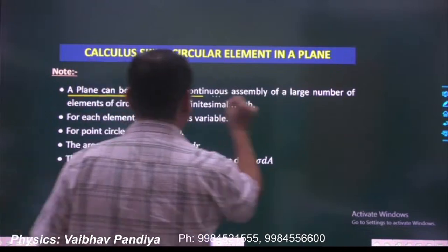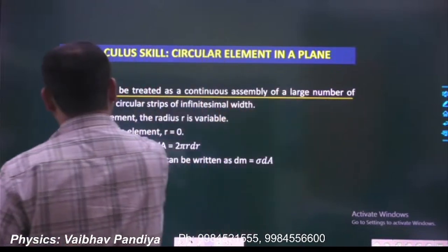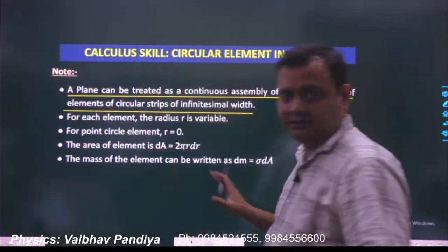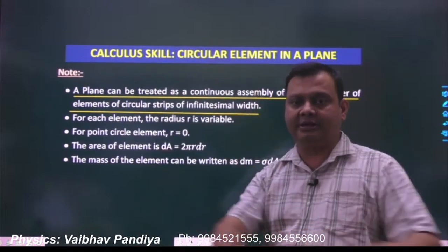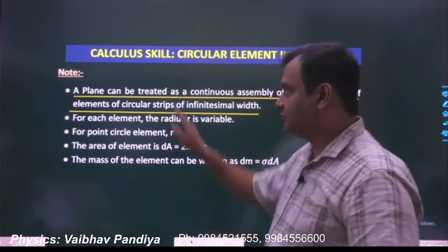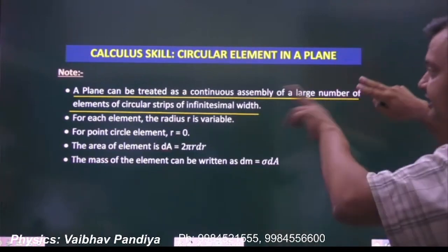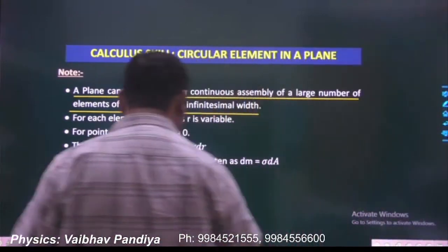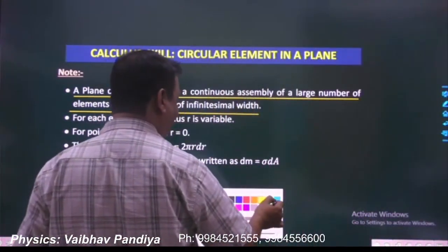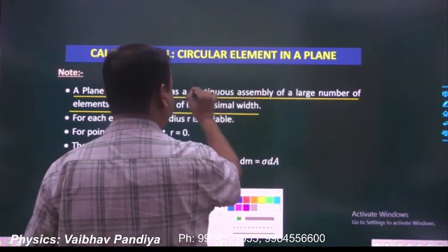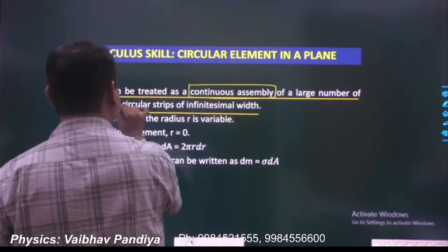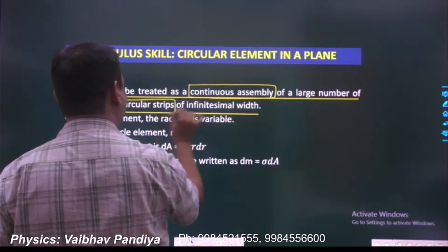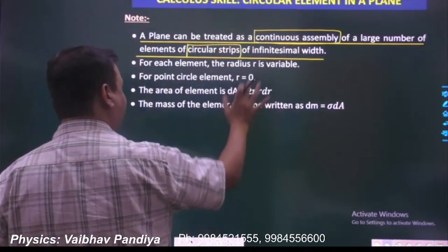If you have any plane, like this board is a plane. If you see in your room, the wall in front of you is a plane, the floor is a plane, the ceiling is a plane. So a plane can be treated as a continuous assembly of a large number of elements of circular strips of infinitesimal width. Now let's see what it means.